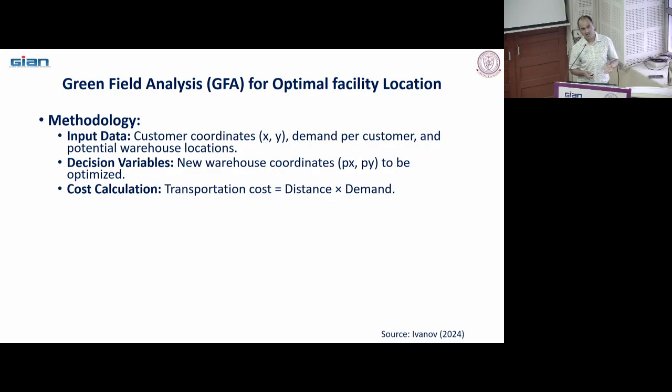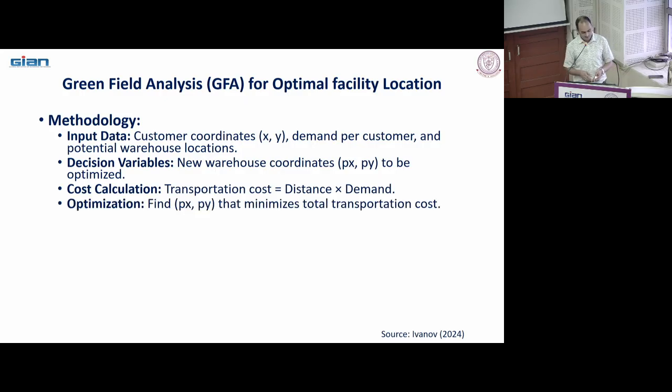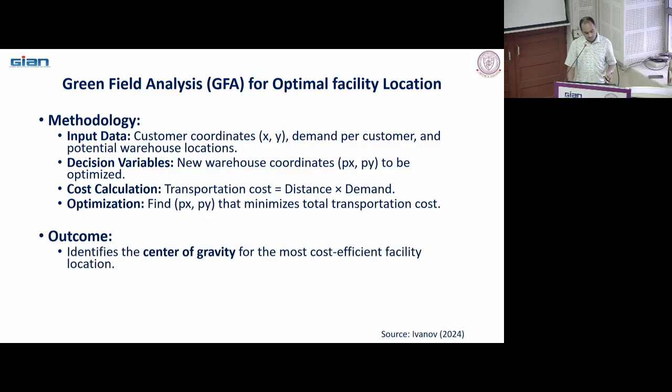We don't need to define it, basically transportation cost in greenfield analysis. Whatever the demand is and whatever the distance from that potential location, it will automatically calculate that transportation cost. It tries to find the coordinates for the new location that minimizes the total transportation cost. The outcome is basically it follows the center of gravity method. Do you know the center of gravity method? Any idea? It considers all the customers and tries to locate at the center of all the customers.